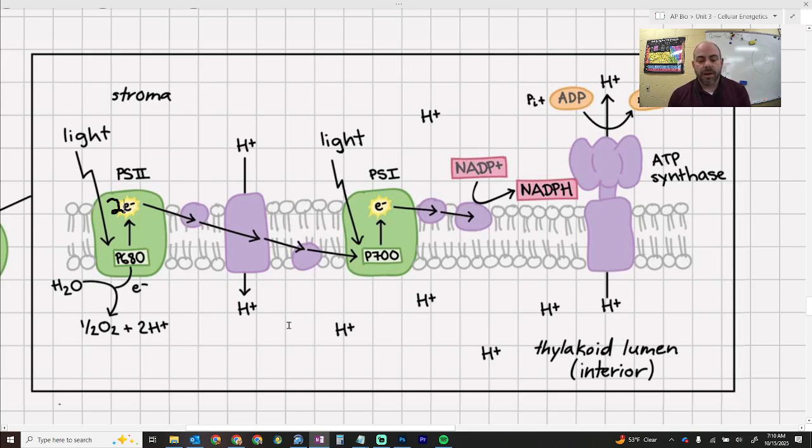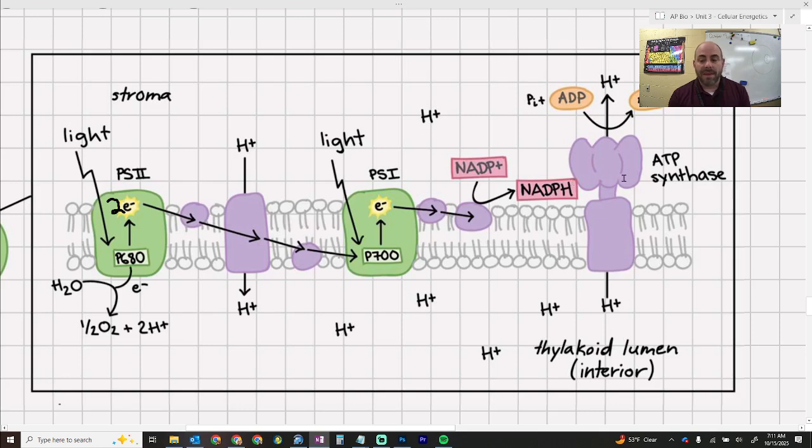In our concentration gradient, we're going to go from an area of high concentration inside the thylakoid to low concentration outside the thylakoid. Those protons are going to pass through this giant protein called ATP synthase. Look at the word ATP synthase. Looks like synthesis, except it's an enzyme. It's an enzyme that's making ATP. How's it doing that? It's using this concentration gradient that's being built up. And the energy of that proton passing through ATP synthase is going to create ATP from ADP and a phosphate.